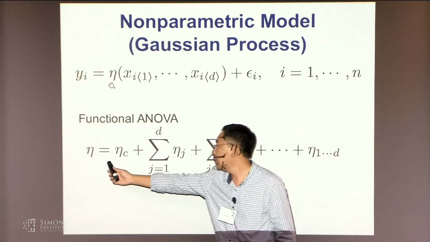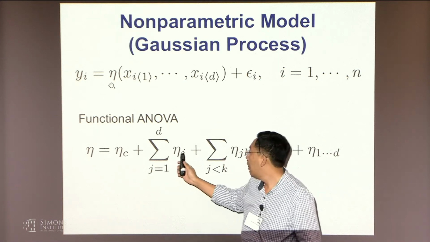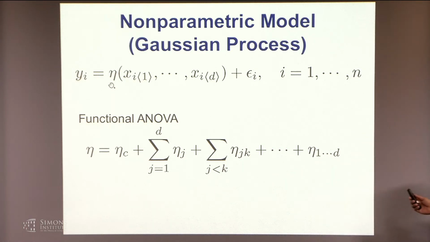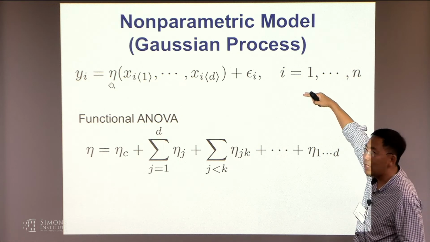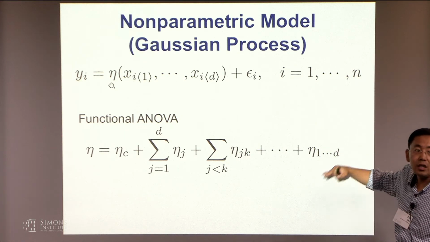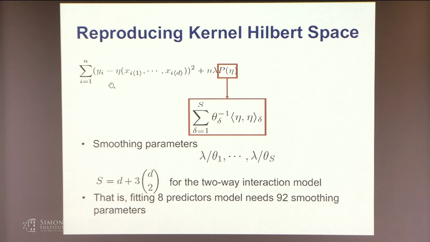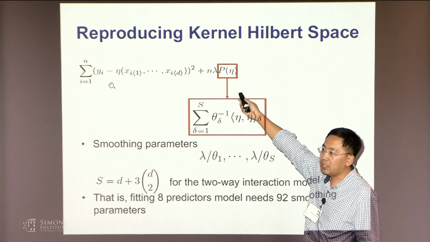Okay, essentially this unknown function can be decomposed into the grand mean, main effects, two-way interactions, three-way interactions, and so on and so forth. And then after integrating this into this paradigm, we can interpret our results like in linear regression. Then the model fitting is typically through so-called penalized least squares, and then we have this penalty.